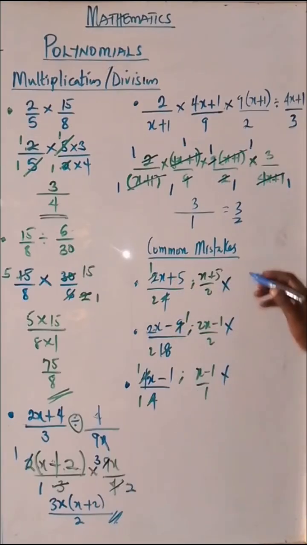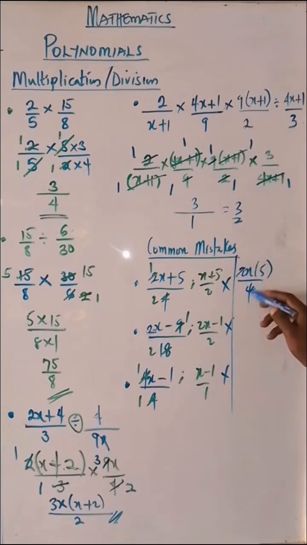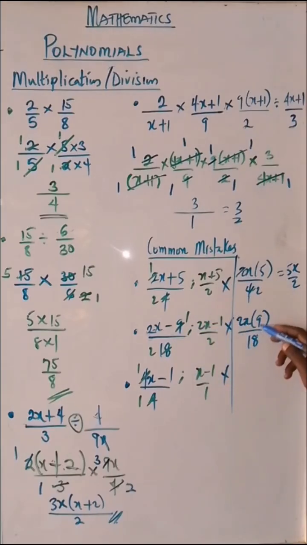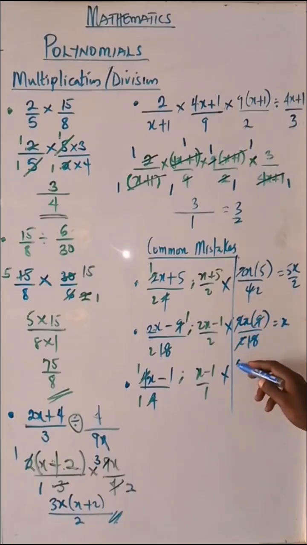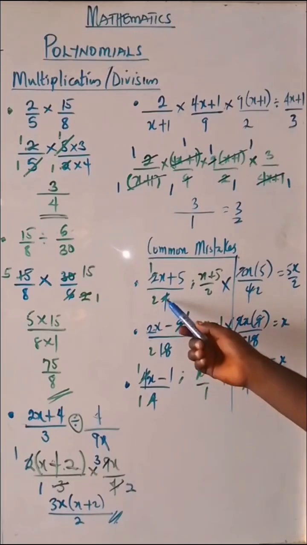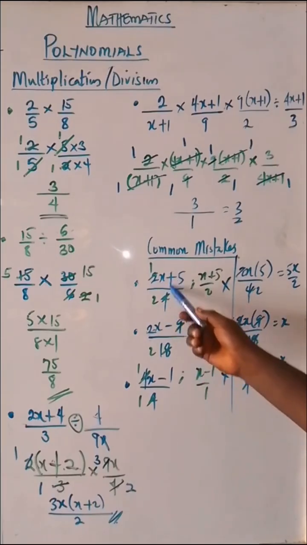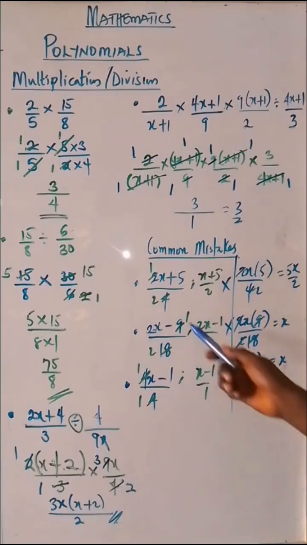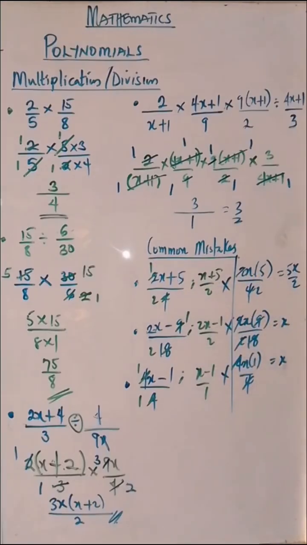subtraction. Suppose what we have is 2x into 5 over 4. That's what we can cancel. You can say 2 here 1, 2 here 2. So the answer is 5x over 2. Or this one we have 2x times 9 over 18. 9 here 1, 9 here 2. So the answer is 2 here 1, 2 here 1. That's x. So we have 4x times 1 over 4. 4 cancel 4. So the answer is just x. So we can only cancel or divide if what we have between the two monomials is multiplication, not addition, nor subtraction.